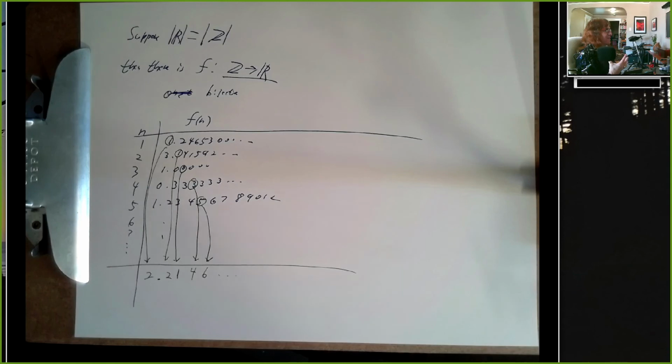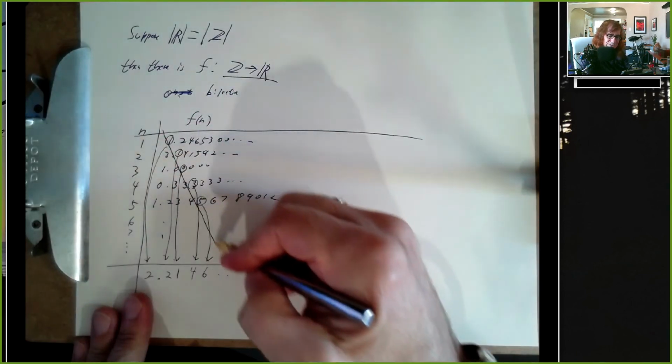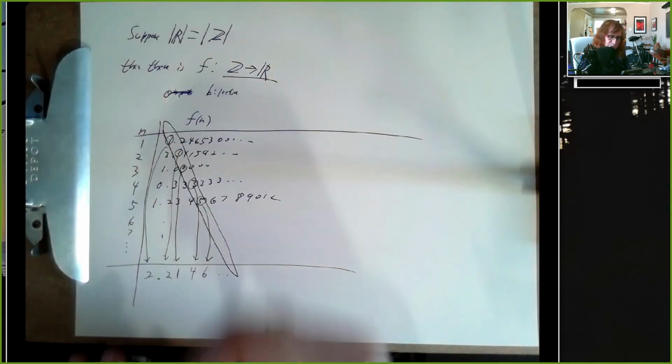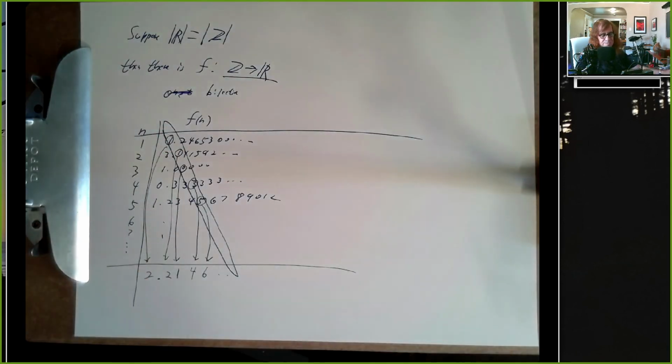So that's a diagonalization argument. It's so named because we're moving along the diagonal here and doing something with what we find there. And it's a very powerful general construct. It's a way to lead to contradictions and proof by counterexamples.